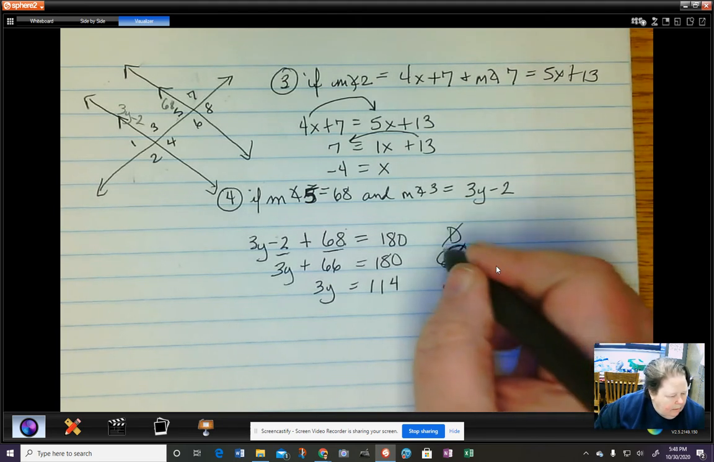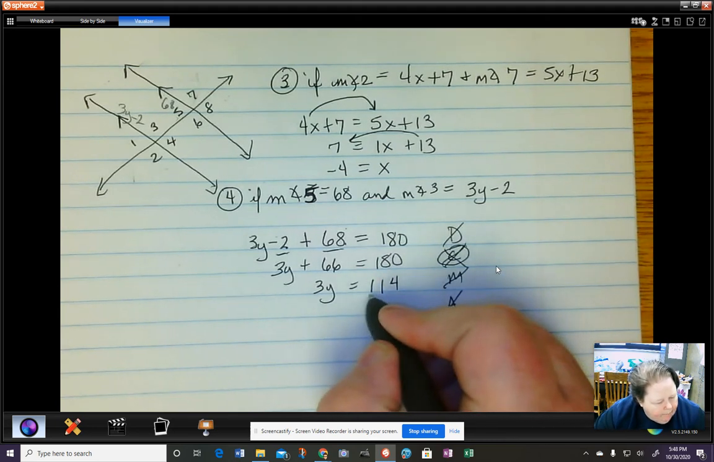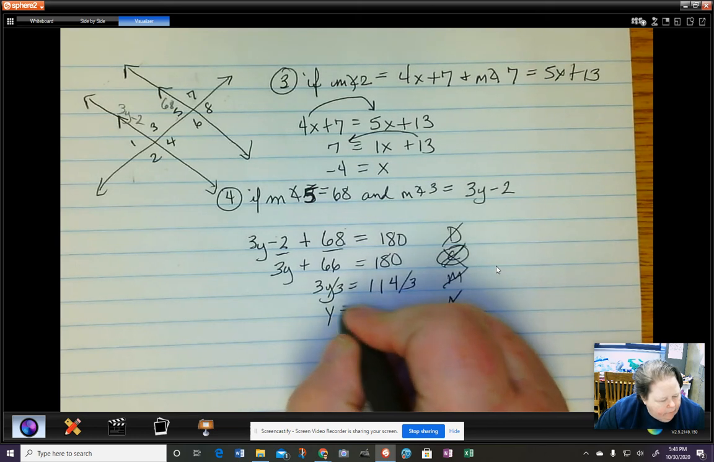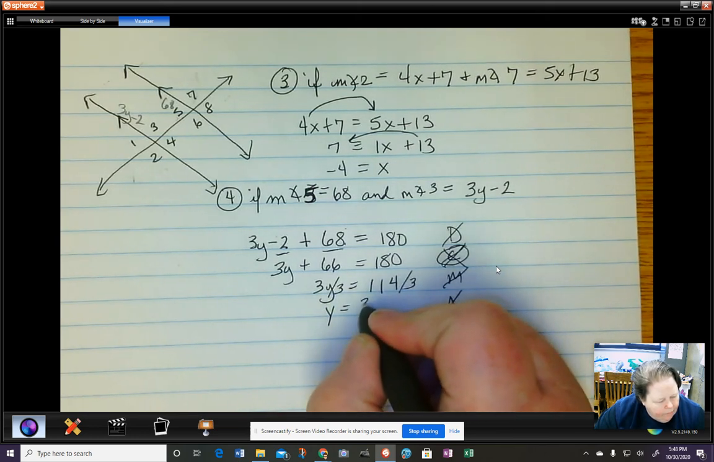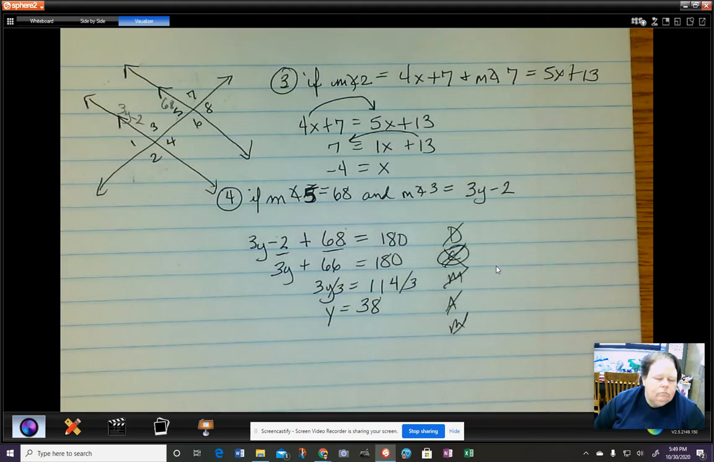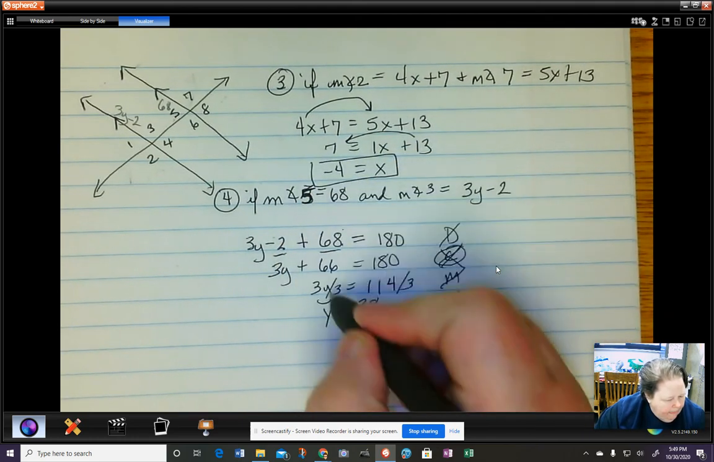Then I can divide and multiply, divide by 3, divide by 3. So y is equal to 38. And that's what I needed. So here was one answer. Here's the other answer.